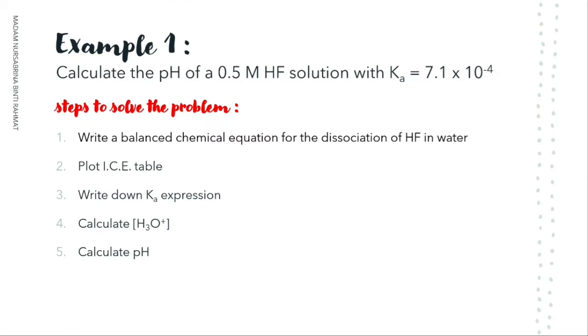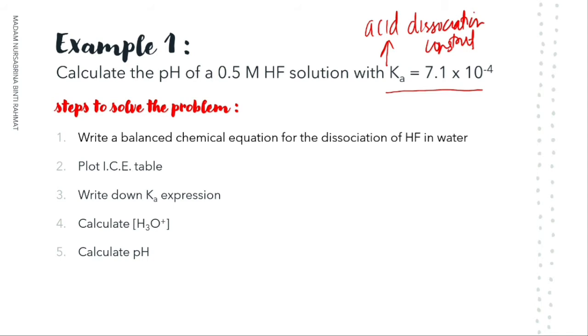Let's look at this first example. For an HF solution, HF is a weak acid. How do I know it's a weak acid? Because in the question, they give you the Ka value. Your Ka is the acid dissociation constant, which is used to represent the dissociation of your weak acid. You are asked to calculate the pH of this HF.